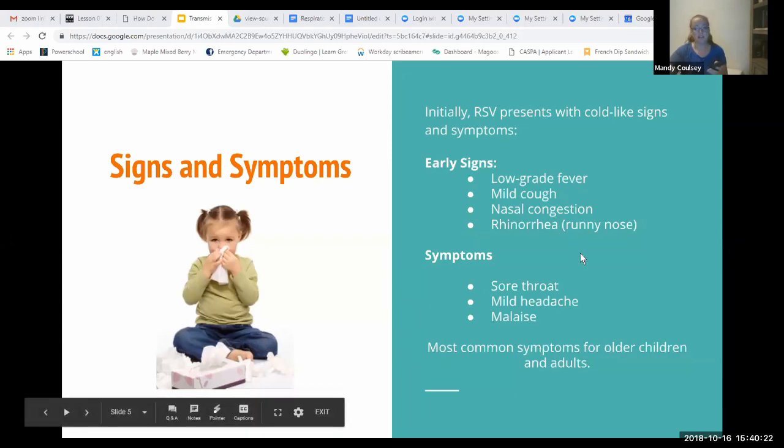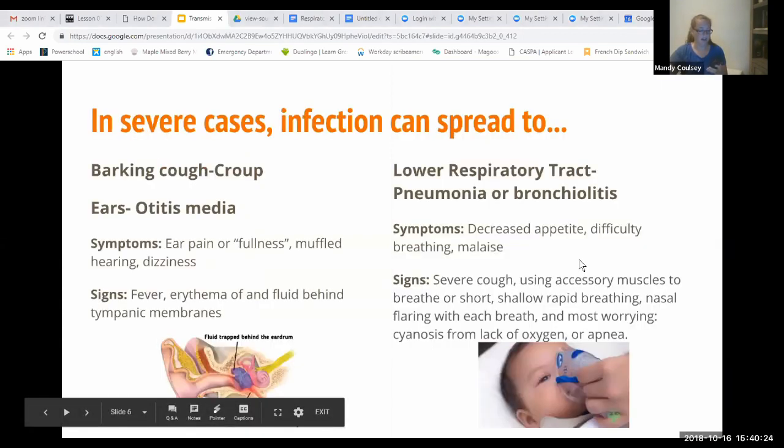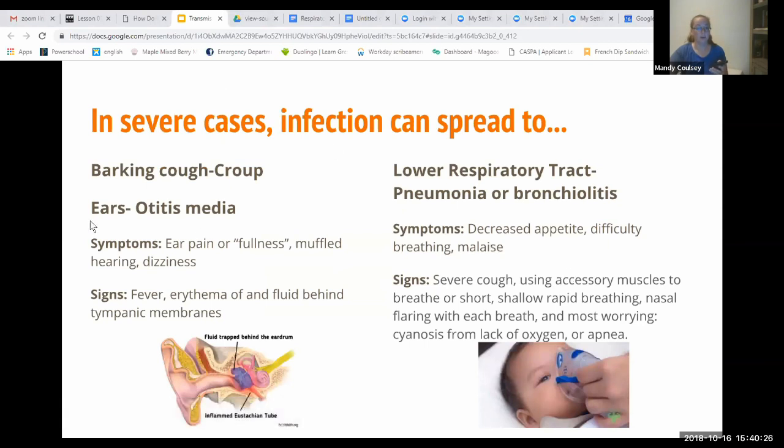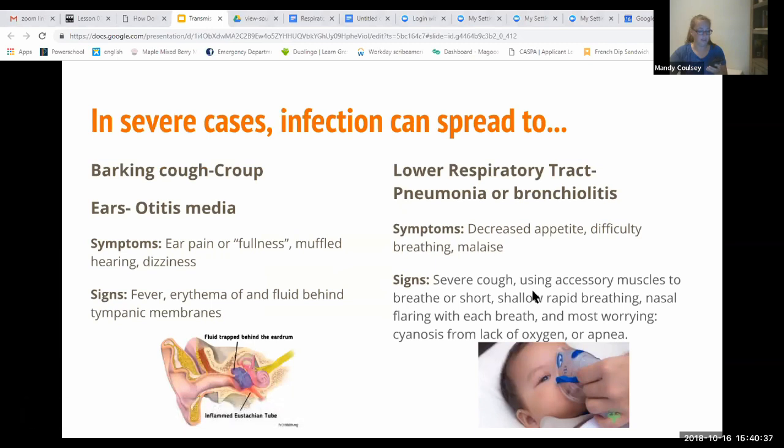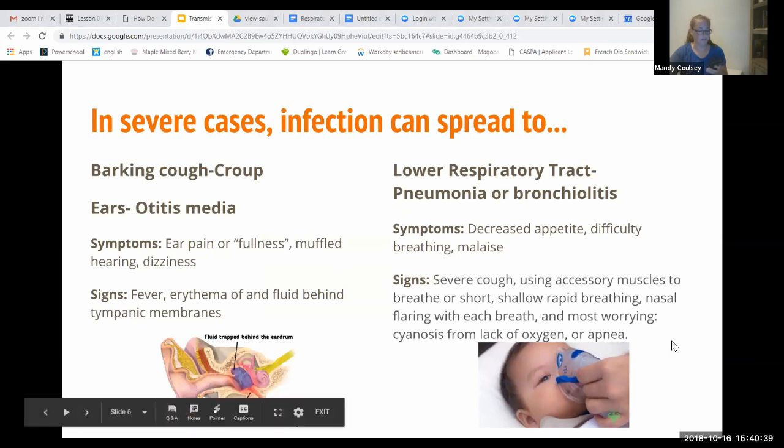In severe cases, the infection can cause things like croup or an ear infection, otitis media, and it can spread fairly quickly to the lower respiratory tract, which is when we start to worry about it. It can cause bronchiolitis, especially in younger infants, or even pneumonia.